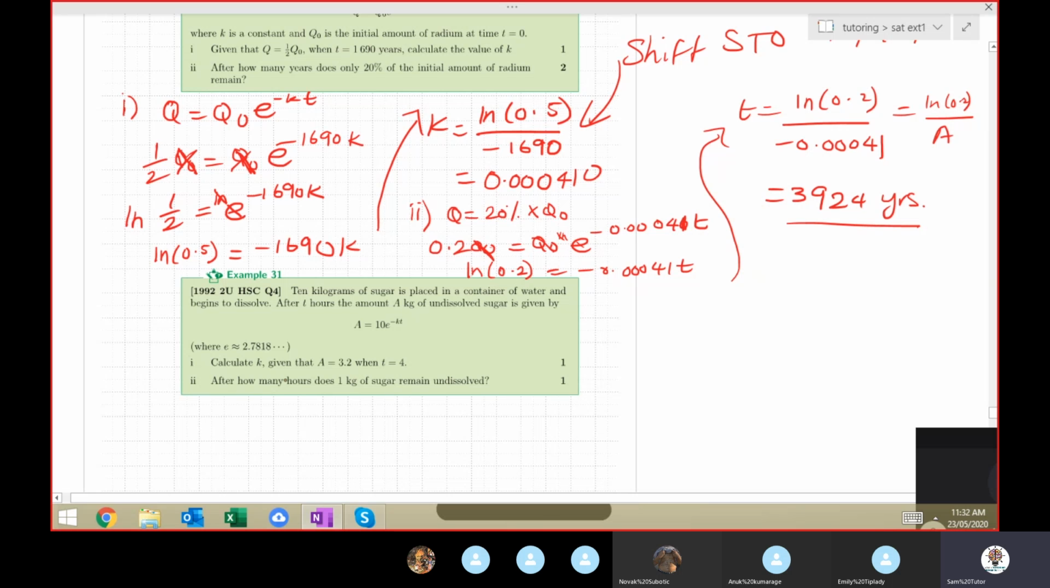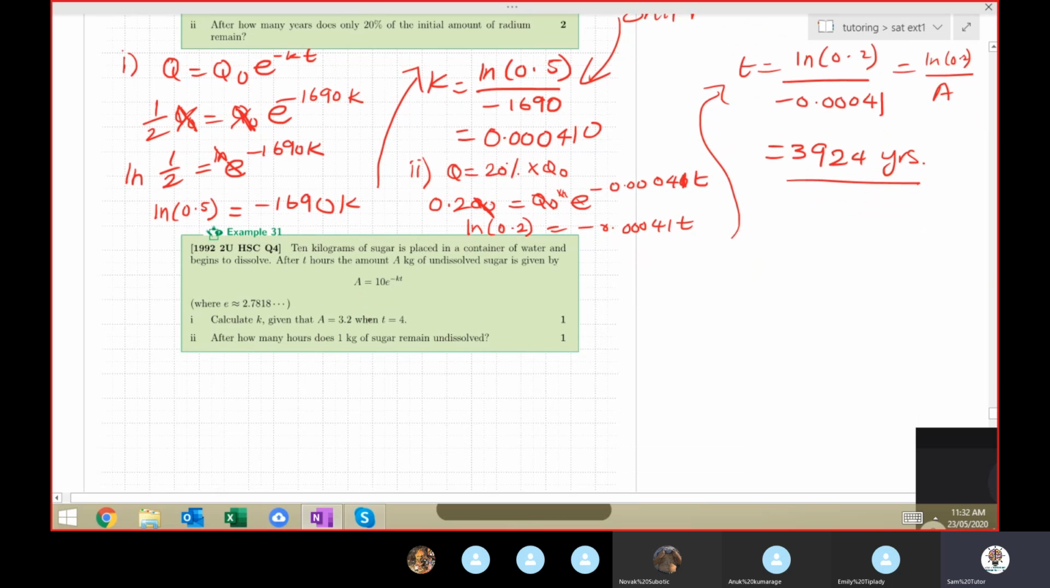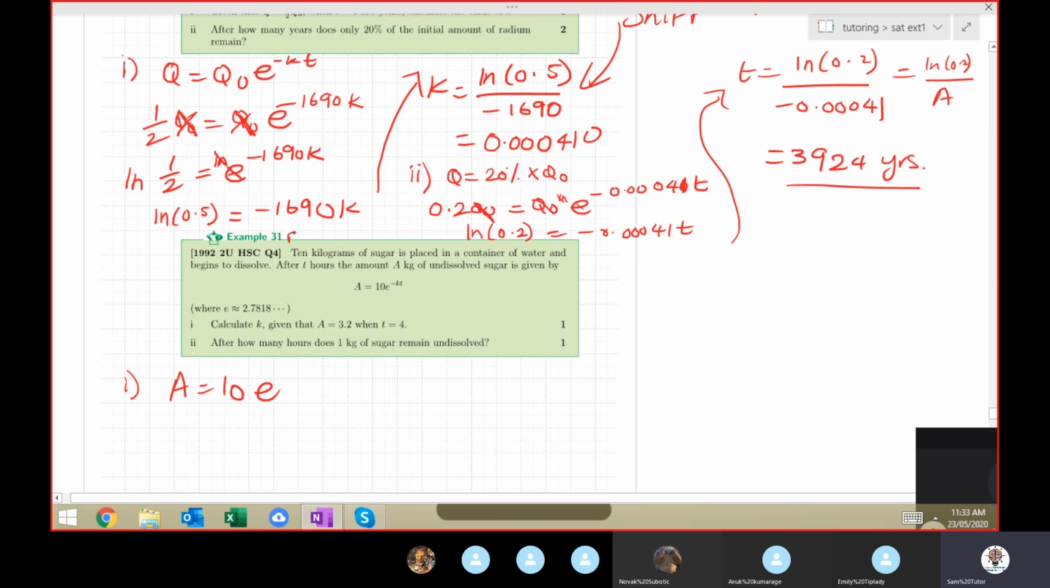If there aren't any questions, do you want to try this one? So pretty much the same thing. They gave you the equation, A equals 10e^(-kt), and they said calculate k given A is 3.2 and time is 4. So try that. Again, 1992 HSC, Question 4. Question 4 means pretty much band 3 to 4.